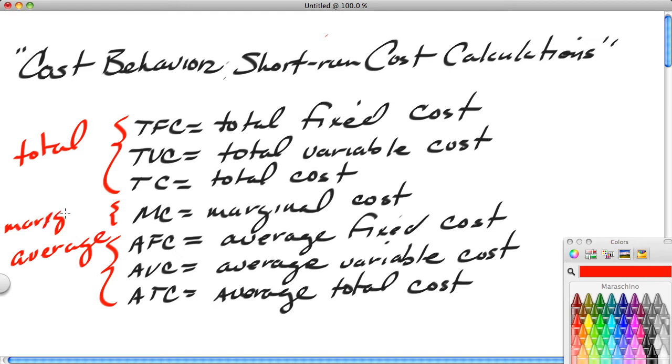I spelled that wrong. Let me get that correctly. There we go. M-A-R-G-I-N-A-L.